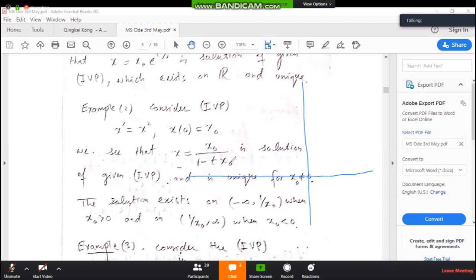So if x0 is less than 0, it should be here like this, then the graph would be like this one. So this is the vertical asymptote and this is 1 over x0.